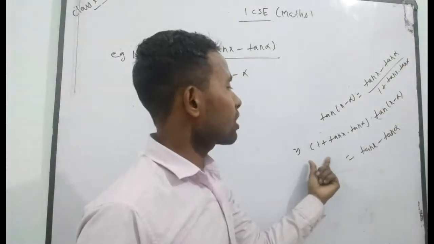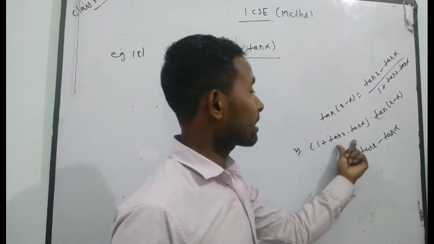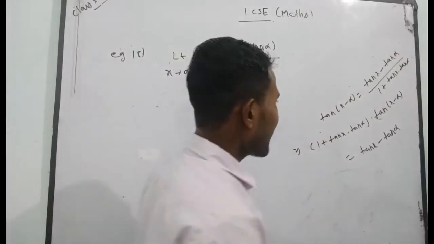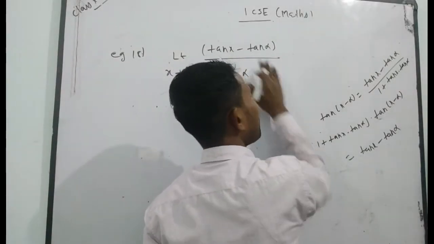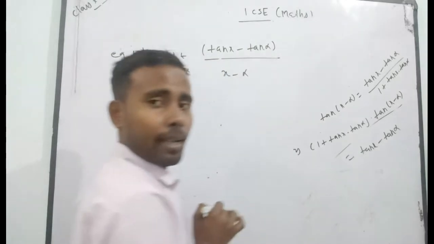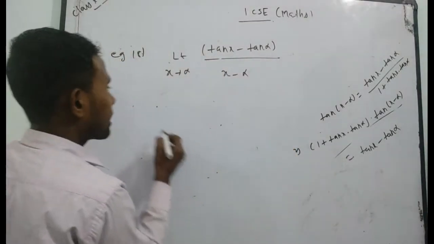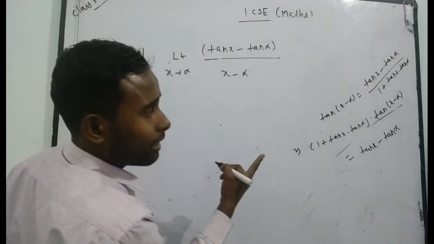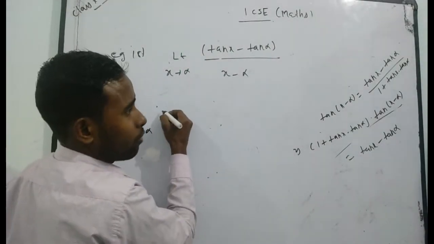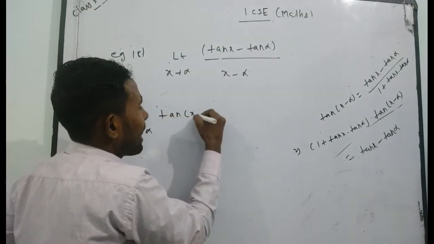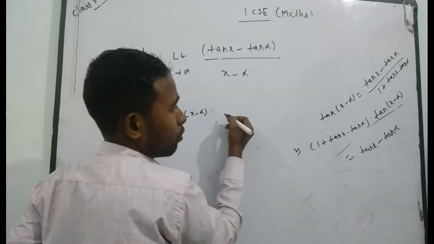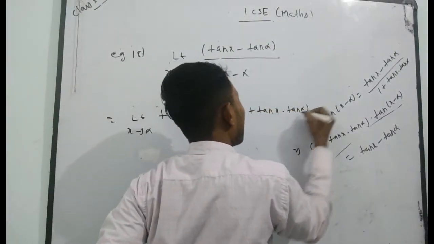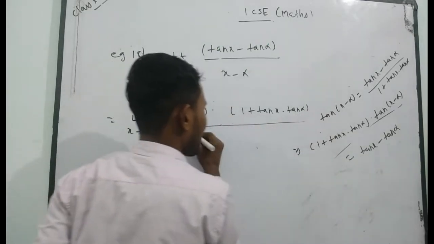After cross multiplication you get tan x minus tan alpha is equal to (1 plus tan x tan alpha) into tan(x minus alpha). Can you write? If you write here, I want to replace tan x minus tan alpha by this factor. If you replace this factor by this expression, what do you get? It will be limit x tends to alpha, and I want to firstly write tan(x minus alpha) into (1 plus tan x tan alpha) divided by x minus alpha.